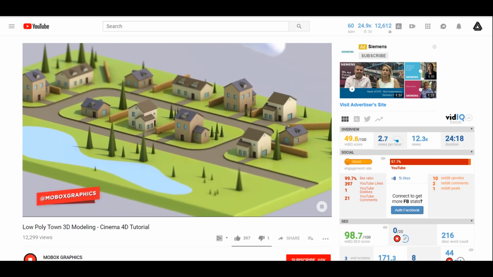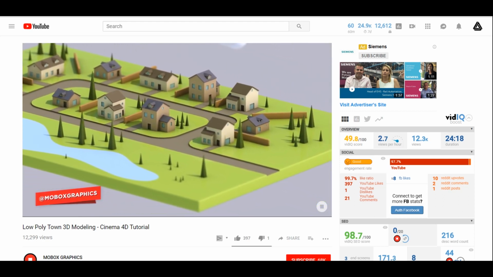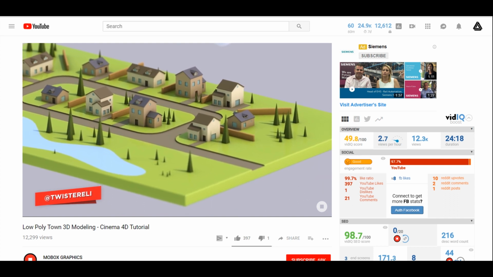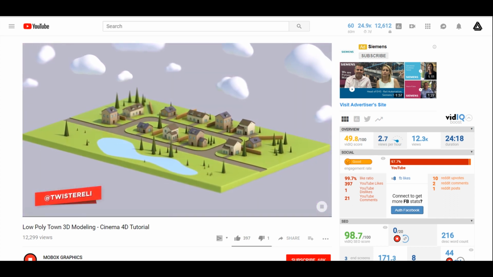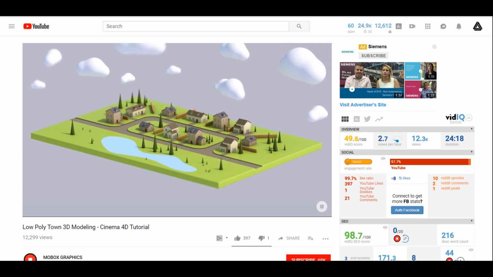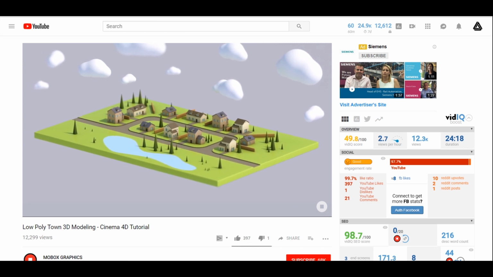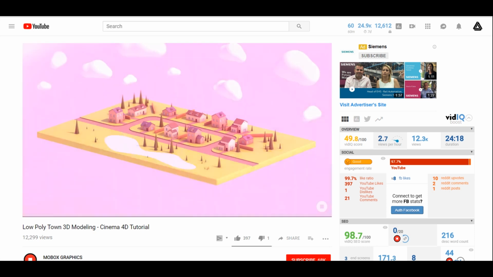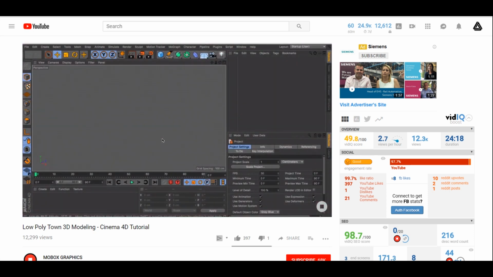In this session, we're going to be looking at a video from Mobox Graphics, or I guess their design that they put out. They did a tutorial here of a low poly town that was done in Cinema 4D, but we're going to be taking a look at the same thing, essentially doing a very similar tutorial in Sketchup and Lumion. So hopefully you guys enjoy.